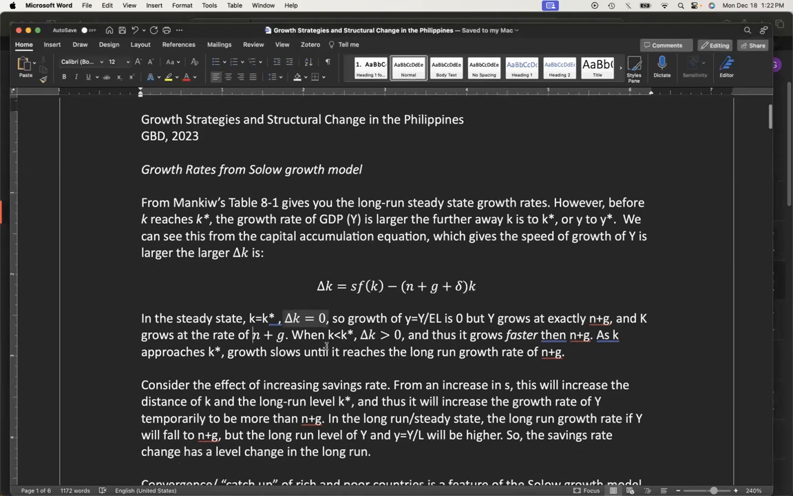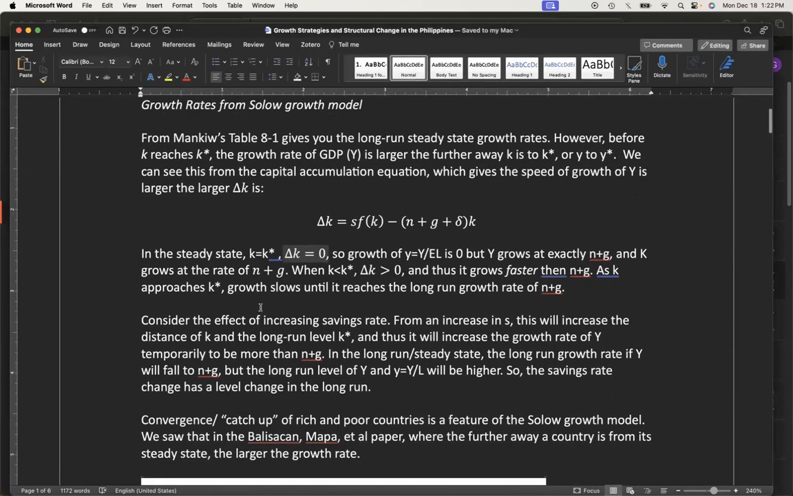So in fact, we can consider the effect of increasing the savings rate. An increase in s will change the long run K star, so that means an increased distance. Therefore, there will be an increase in the growth rate temporarily to be more than N plus G until you reach the long run steady state, where it will return to N plus G. In the long run, though, there will be a change in the level. Because s affects small k, it will affect Y, and it will affect Y over L. Both of those things will be higher given a higher savings rate.